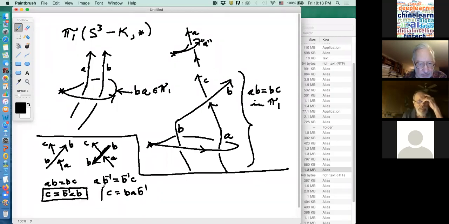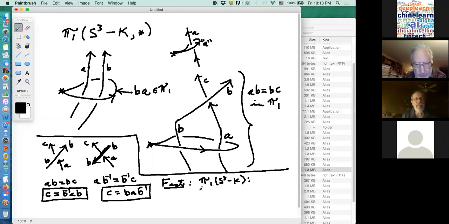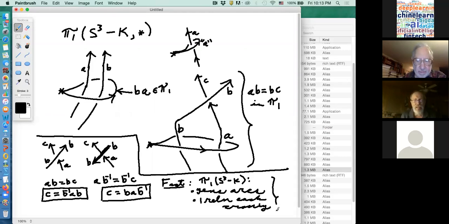So this relationship holds in the fundamental group, and it is the fact that pi 1 of S3 minus the knot is given by generators for the arcs and one relation for each crossing. So that's just to review what I had said last time.